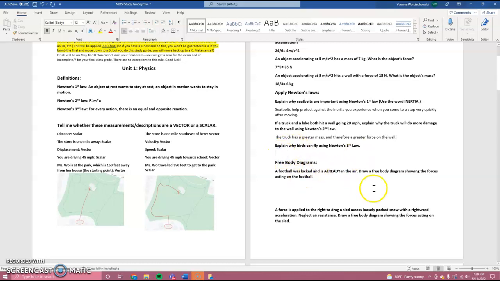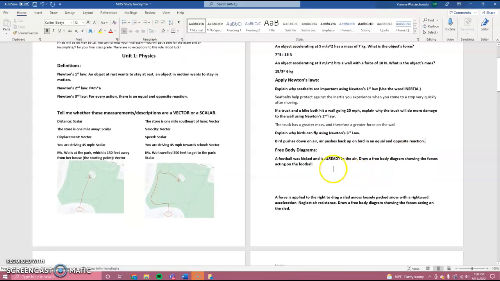Explain why birds can fly using Newton's third law. Every action has an equal and opposite reaction, right? So the action would be the bird's wings pushing down on the air. But the reason why birds can fly is that the air is pushing back up on the bird's wings. So the bird pushes down on the air, and the air pushes back up on the bird in an equal and opposite reaction.